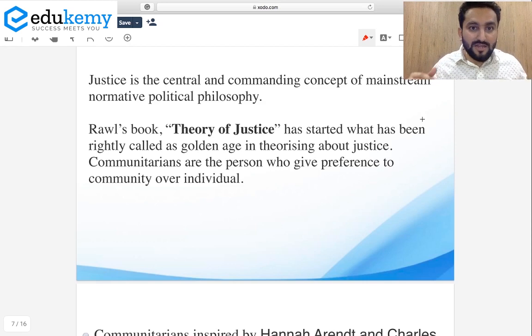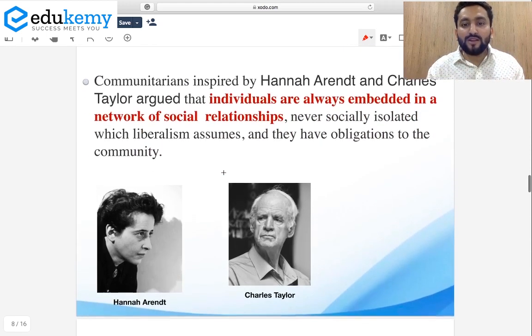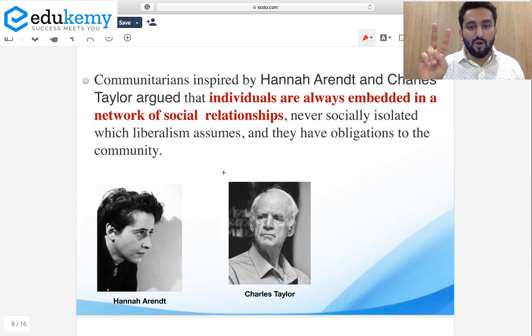One idea of justice which can be implemented everywhere. So it was considered as golden age. Then you are going to talk about communitarian perspective, which gives preference to community over individual. Okay. Then what you can do, just bring two scholars in place and just show their views.